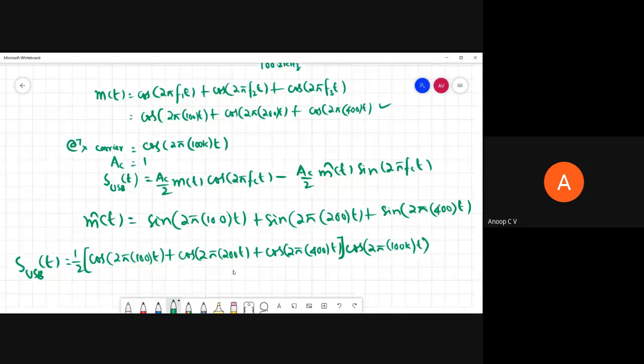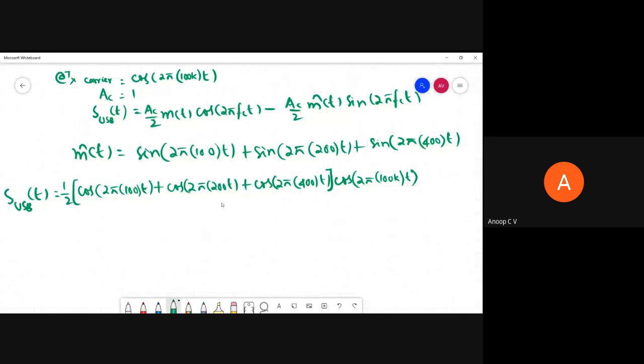Then the second term will be AC by 2 m cap of t. So plus AC by 2 is 1 by 2, m cap of t is sine 2 pi times 100 t plus sine 2 pi times 200 t plus, it should be minus. I'm sorry. Thank you for pointing it out. It has to be minus, it's not plus. Thank you.